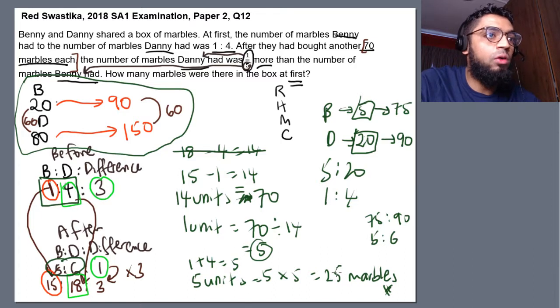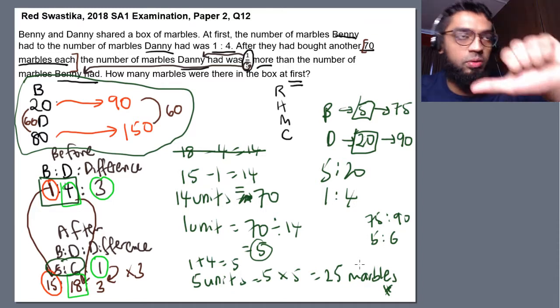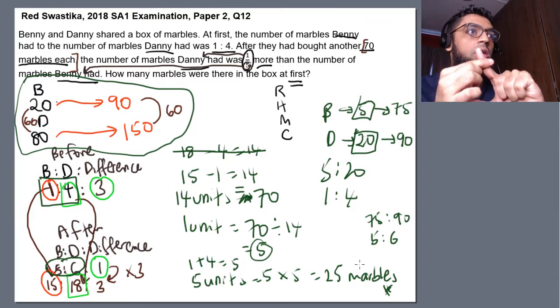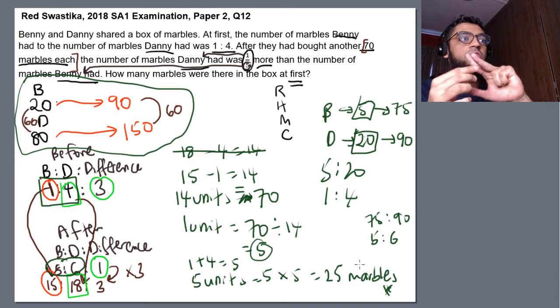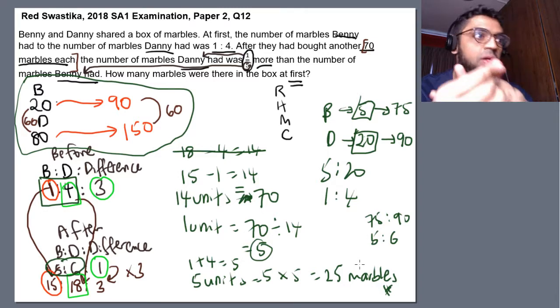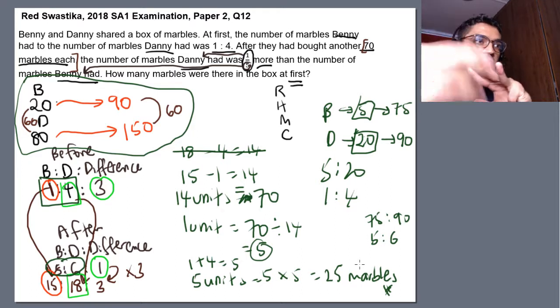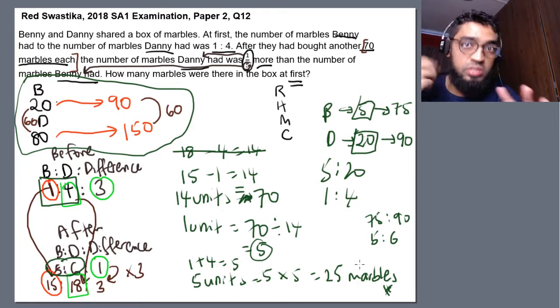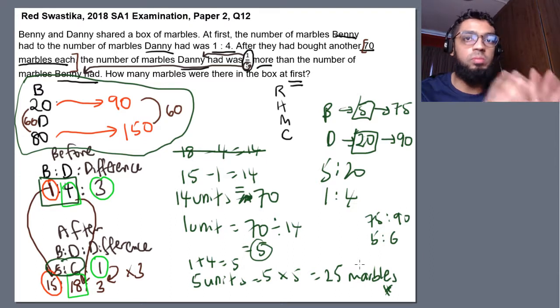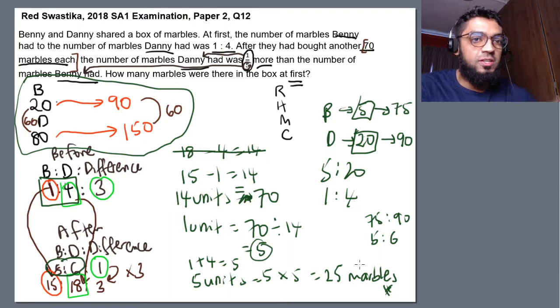Okay, so that's how you approach this question. Again, identify that it's a before and after problem. Next, identify that it's actually a difference unchanged concept, and from there develop yourself a ratio for the difference part as well. Make the difference part the same, okay, and then subtract the after and the before values for the number of units, and then find 1 unit, and then proceed to find the number of marbles in the box at first. Okay, so yes, that is actually a before and after difference unchanged kind of problem sums.